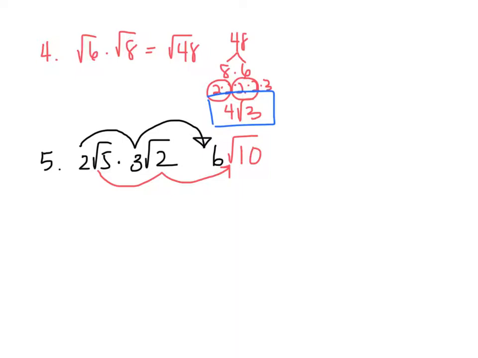Just because these two can't be simplified does not mean that it's not going to create something that needs to be simplified here. So I do always need to check. Square root of 10 breaks down to 2 times 5. No pairs to take out, so square root of 10 is simplified. So 6 radical 10 is my final answer.